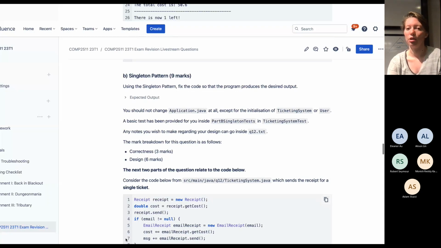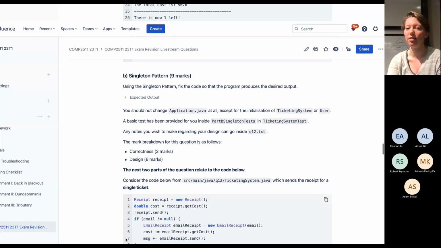The first part is we can see we have a buy ticket method, and we have a public constructor, which is the thing that's allowing this to happen. Hopefully in the back of your mind, you're thinking, this is the Singleton pattern, something I need to fix. And then the second problem is the synchronization problem of this buy ticket method.